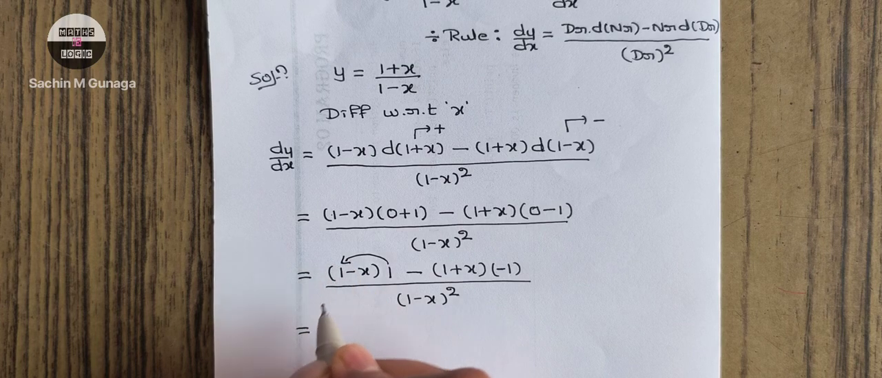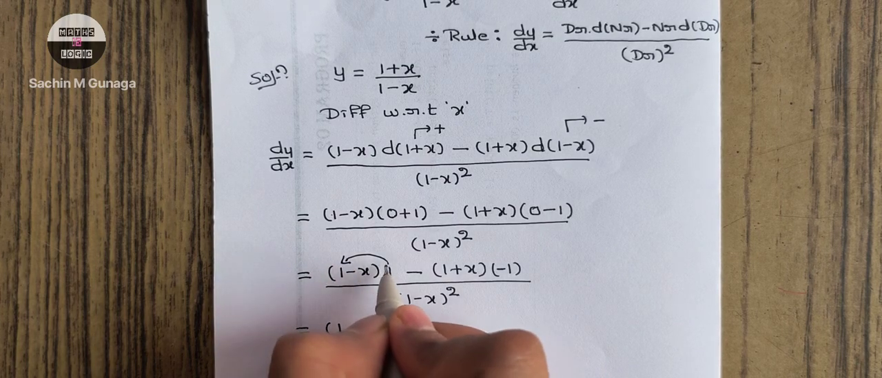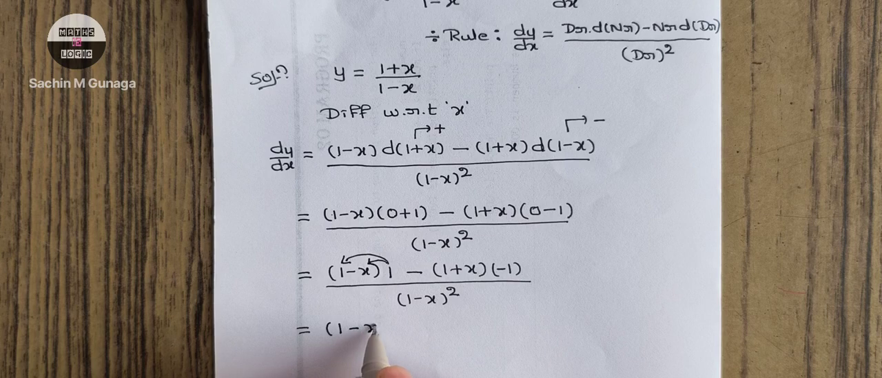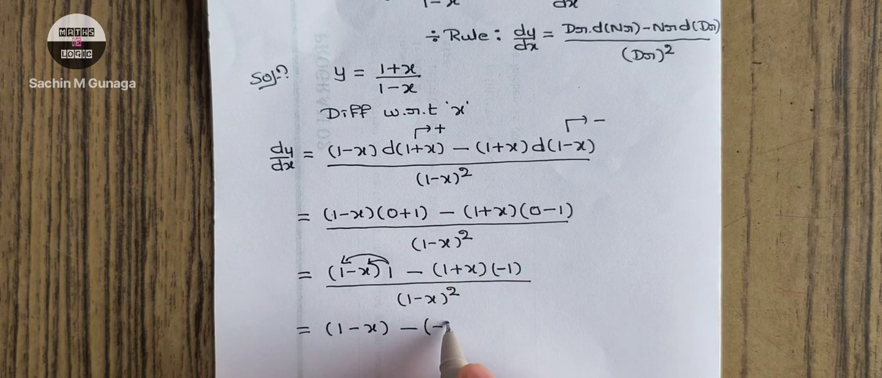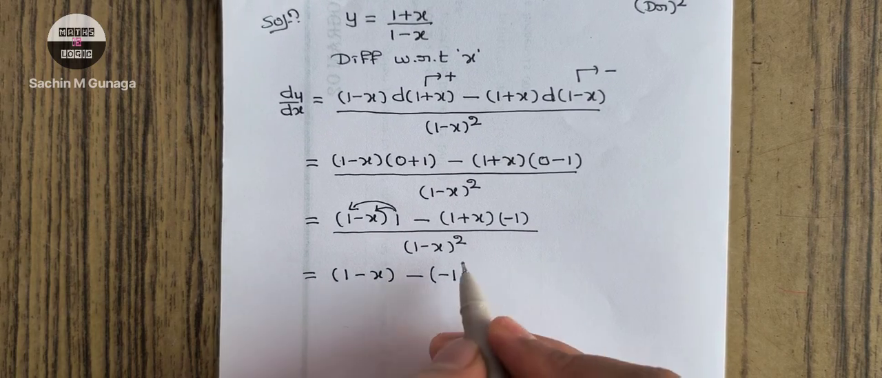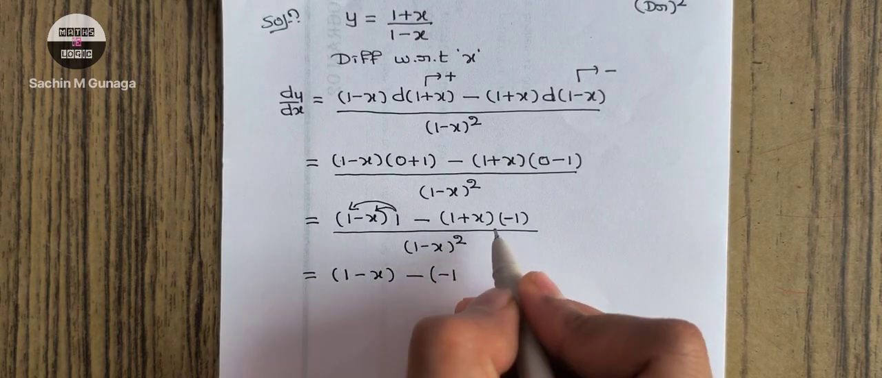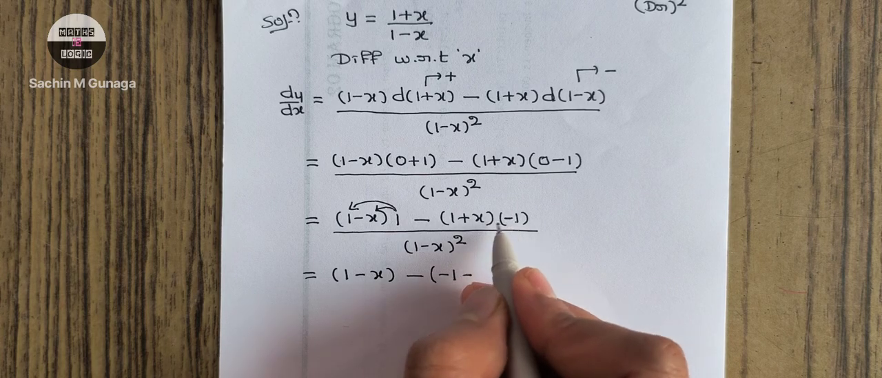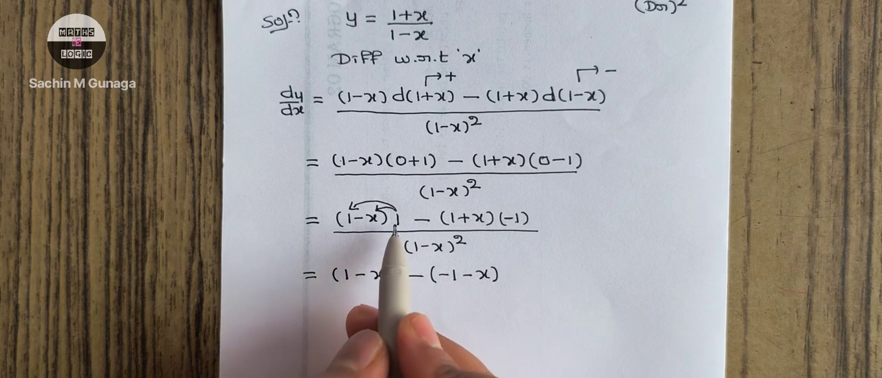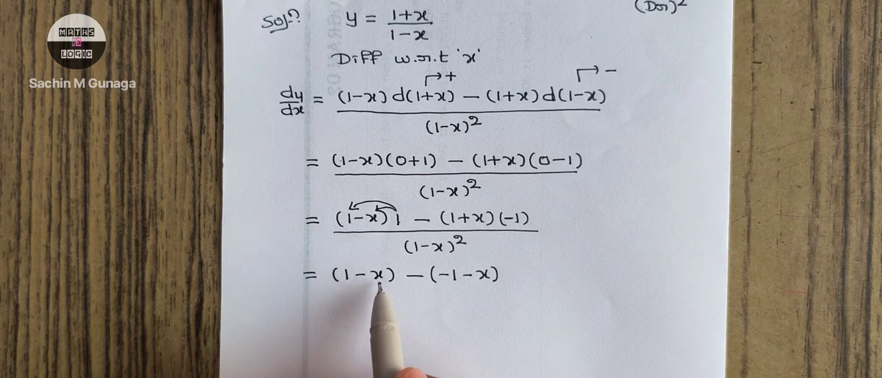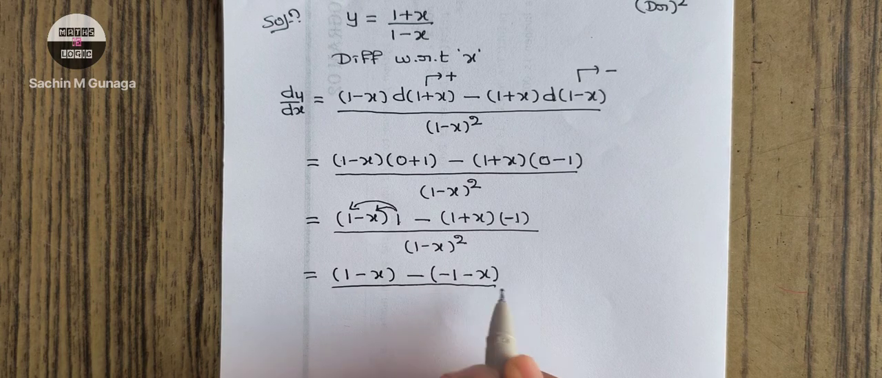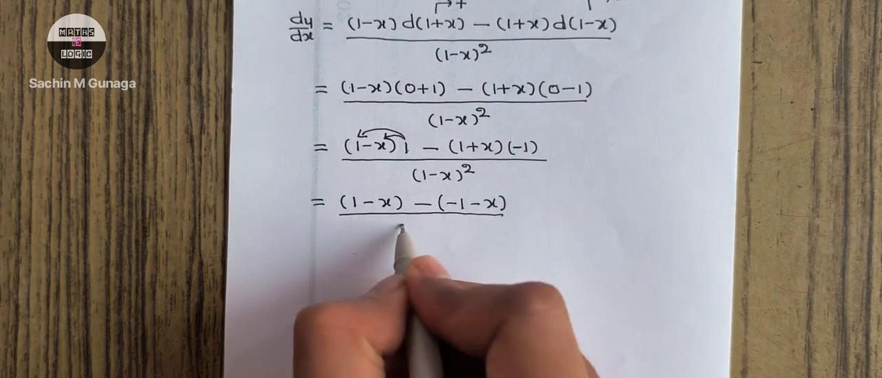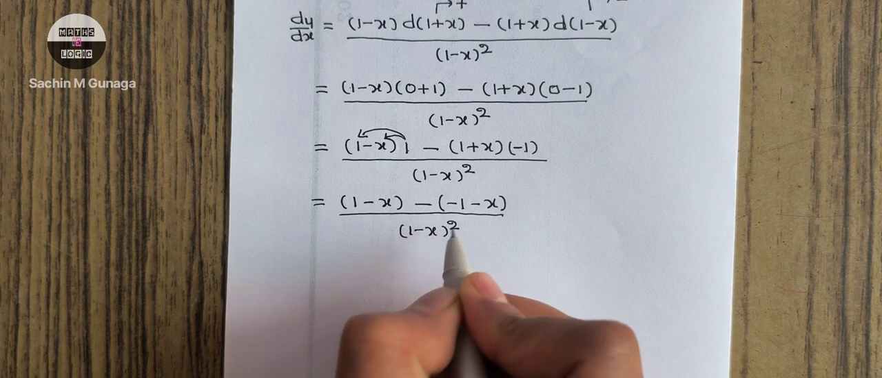So 1 into 1 is 1, in bracket you keep it, 1 into x is x, minus, again here also, minus 1 into 1 is minus 1, minus into plus is minus, 1 into x is what here, x. So here 1 into 1 is 1, 1 into x is x. Similarly minus 1 into 1 is minus 1, minus 1 into x is minus x, divided by (1 minus x) whole bracket square, keep it as it is.